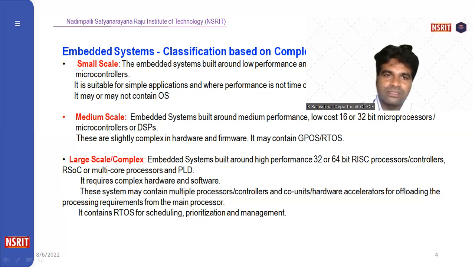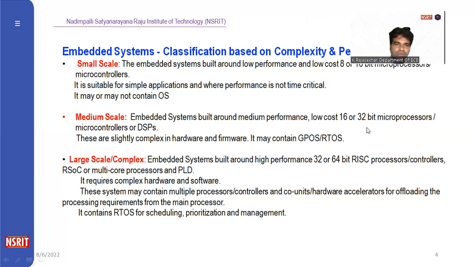In large scale, we go with 32-bit or 16-bit microprocessors, CISC processors, controllers, PLDs. Compared to the medium scale, large scale has somewhat more complex hardware and software. These systems contain multiple processors and controllers and co-units. All these come under the complex or large scale embedded systems.